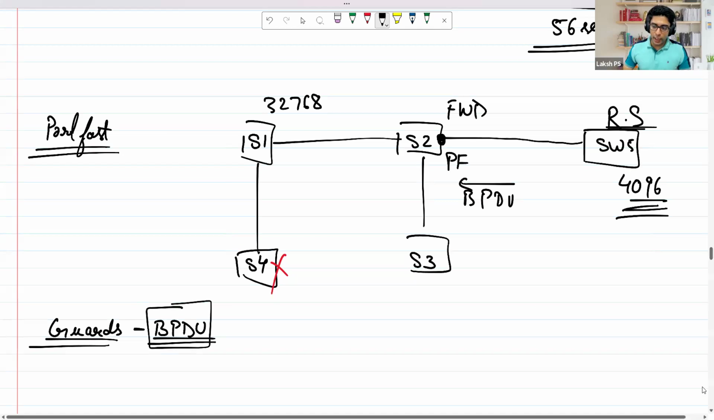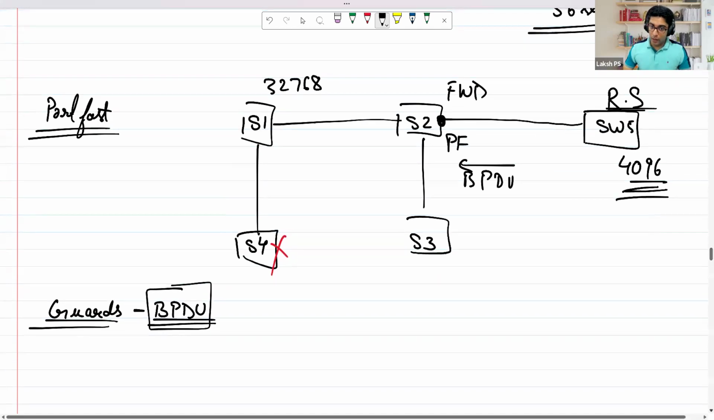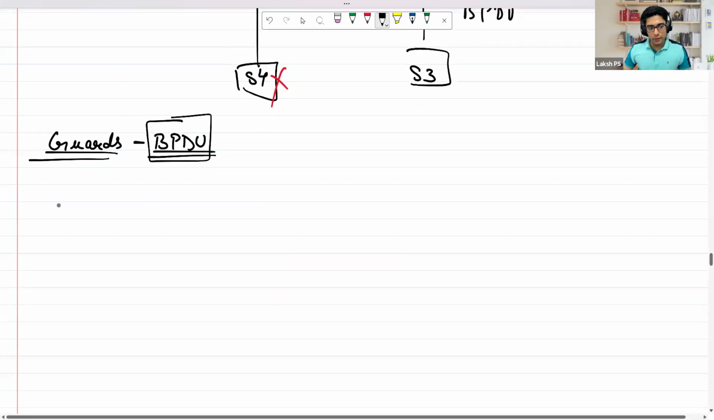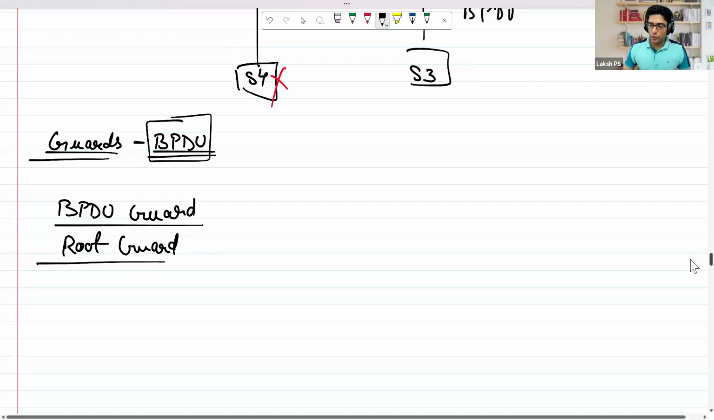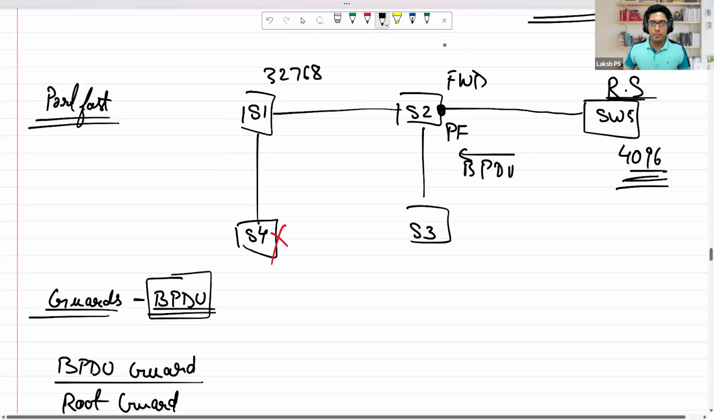Okay, so you have two types of guards. Again, an interview question: what is the difference between a BPDU guard and a root guard? Interview question. Okay, so let's go back to our scenario over here. Now, let's go to the root guard first.